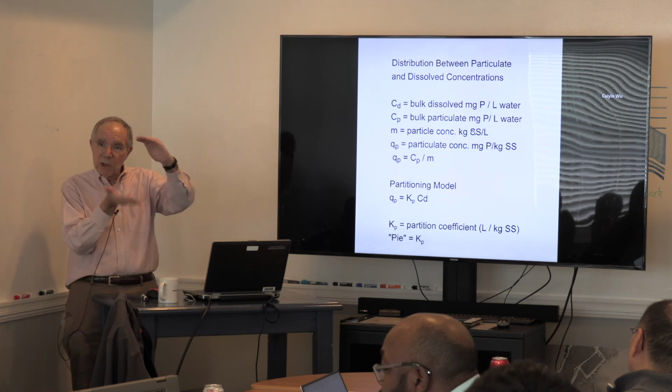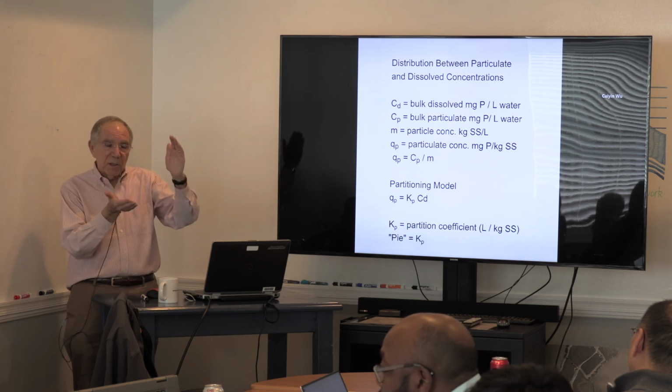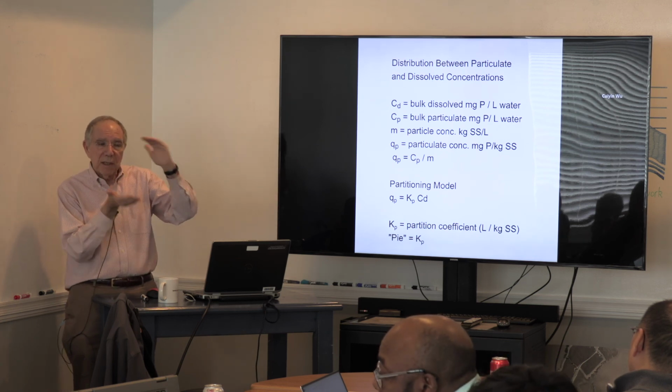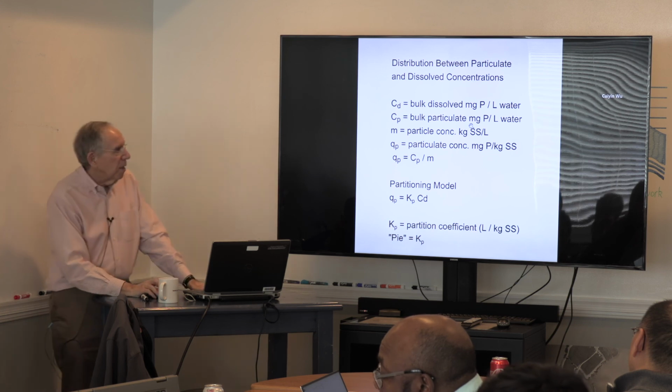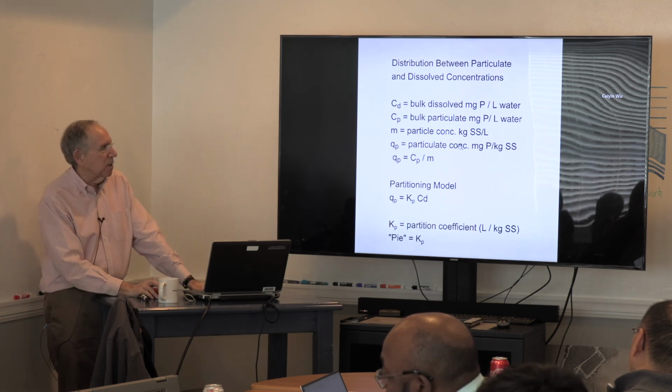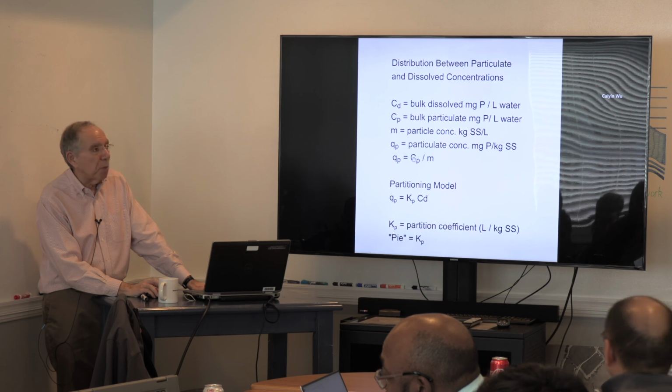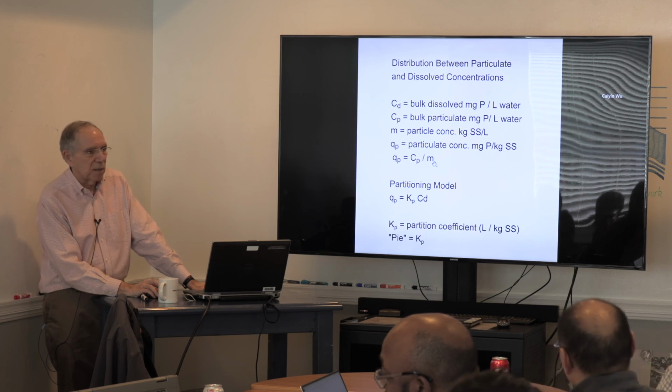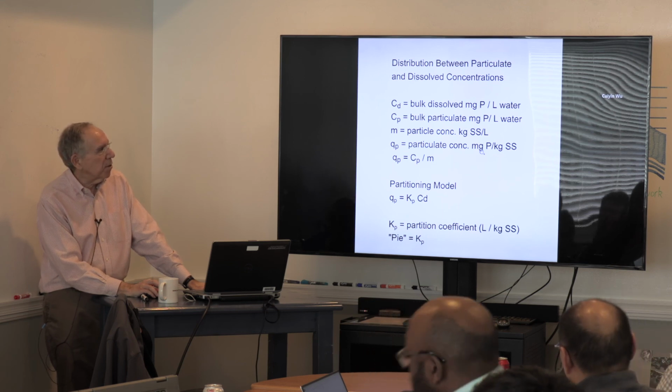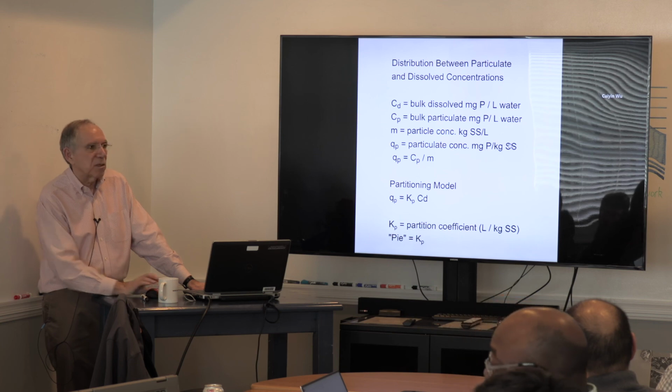So imagine I have a chunk of sediment, a certain amount is dissolved, a certain amount is particulate, and a certain amount is particles. If I define the particulate concentration as the ratio of the bulk concentration to the particle concentration, then I get the milligrams of phosphorus per kilogram of solids.